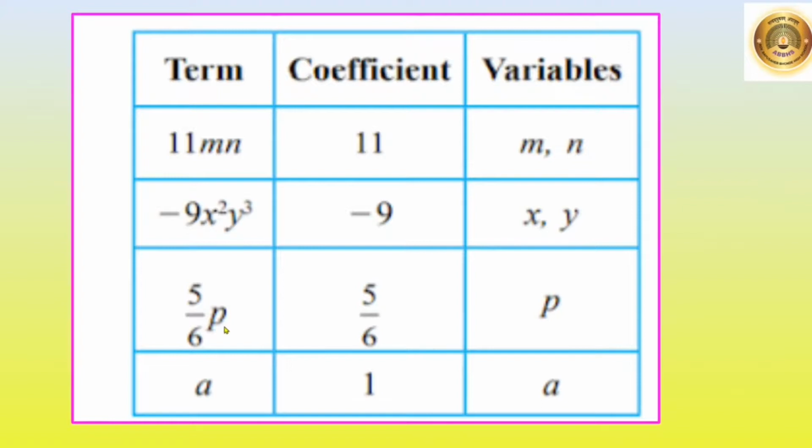In 5 upon 6p, 5 upon 6 is the coefficient and p is the variable. Now in this case, there is no numerical value written here. So the coefficient of this is 1, because 1 into A is A. 1 into any number is that number only. So 1 into A is A only. So the coefficient of this number becomes 1 and the variable here is A.